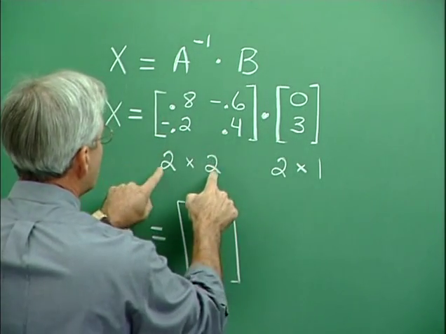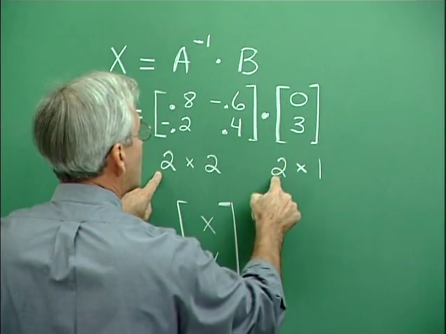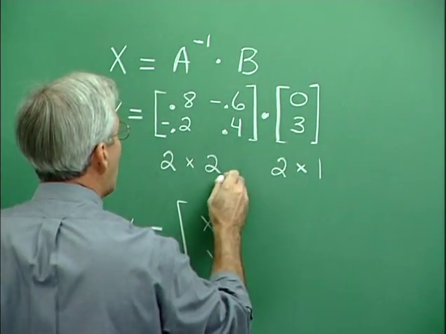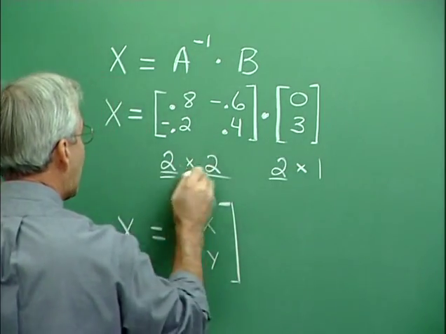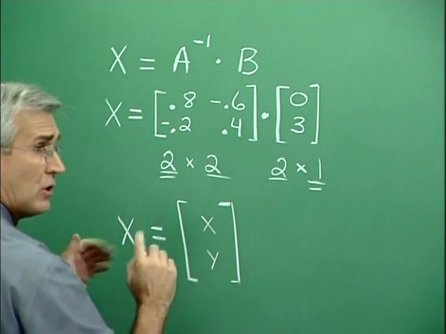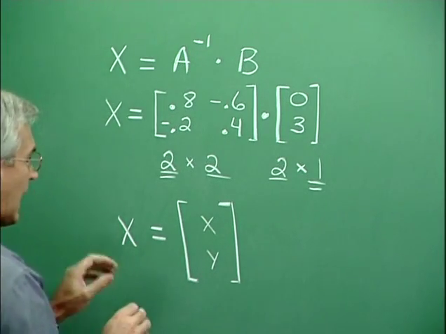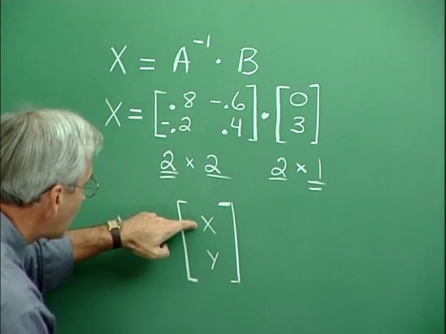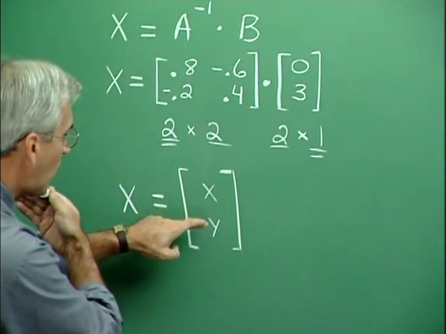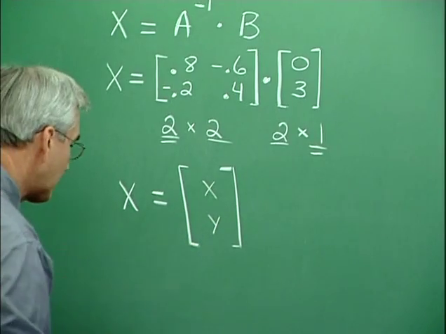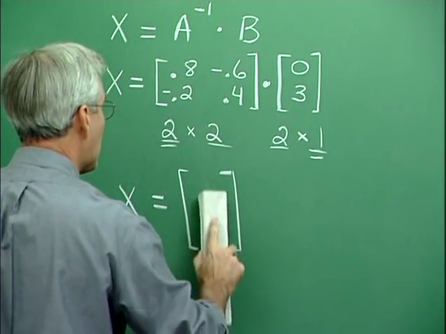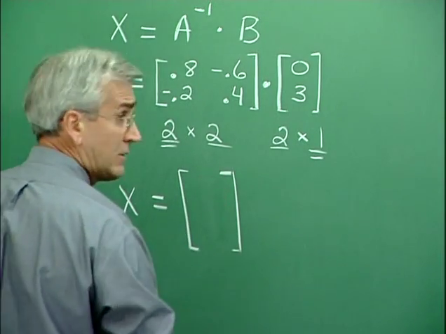So let's see. This is a 2 by 2 matrix, and this is a 2 by 1 matrix, because 2 rows, 1 column. Our answer to this multiplication will be a 2 by 1 matrix. 2 rows, 1 column. And in this form, the top value will be the value of x that solves the system of equations, and the bottom value will be y. So it's an x, y pair that we're going to read off of the matrix. Okay, let's make the calculation.